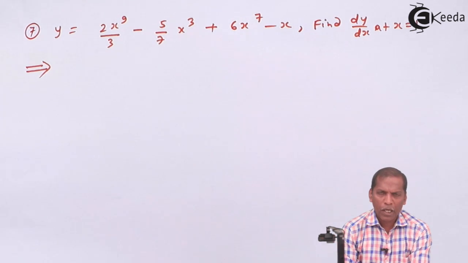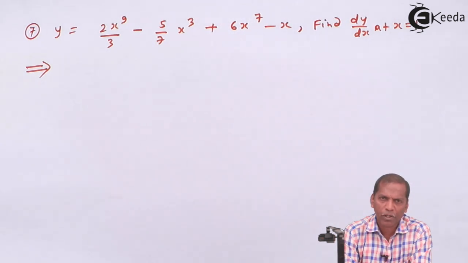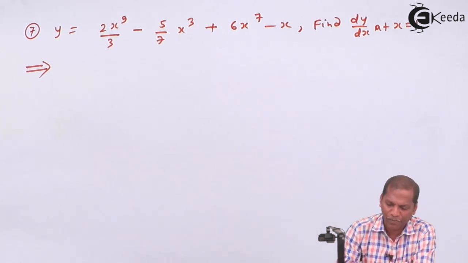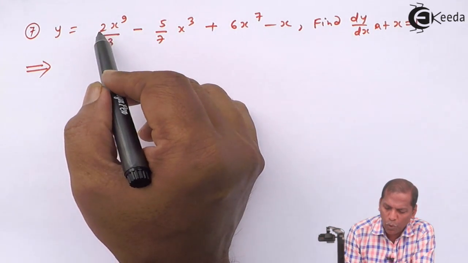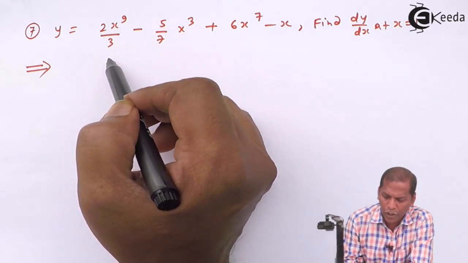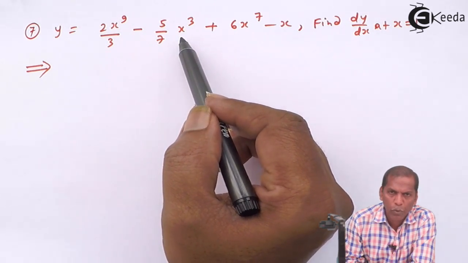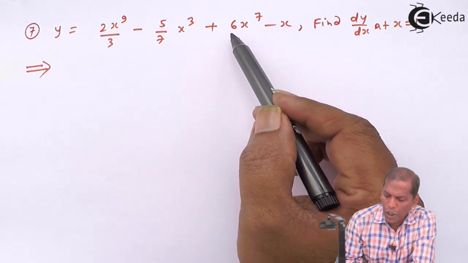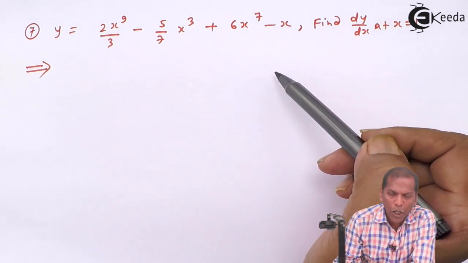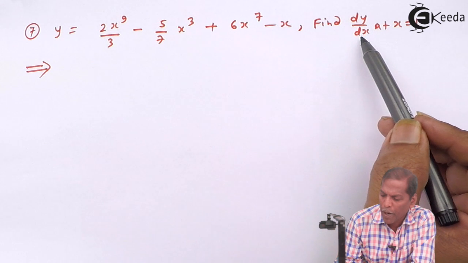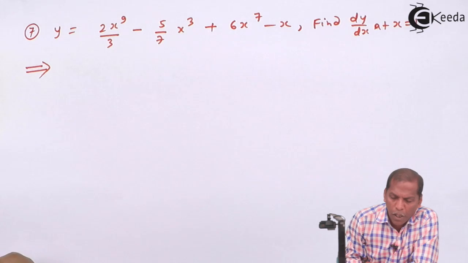Hello friends, now we see problem number 7, which is also based on rules of differentiation of the chapter differentiation. The problem is y equal to 2x^9/3 minus 5/7 into x^3 plus 6x^7 minus x. For this question, we have to find dy/dx at x equal to 1. Now let's see the solution.